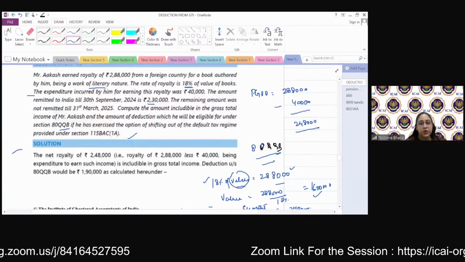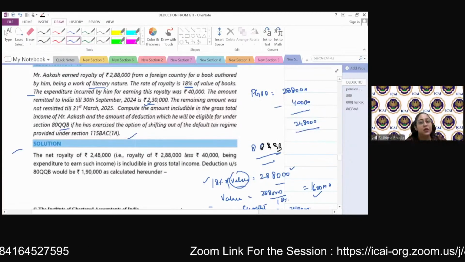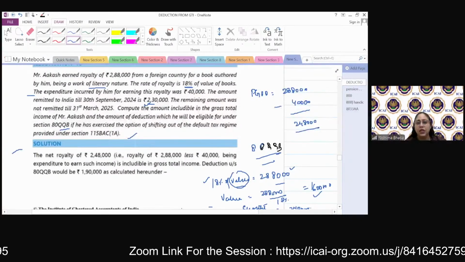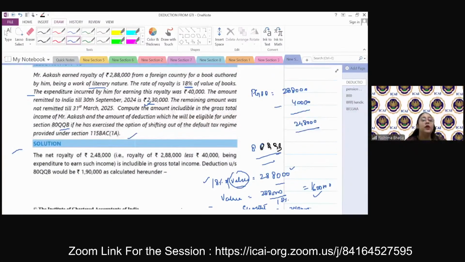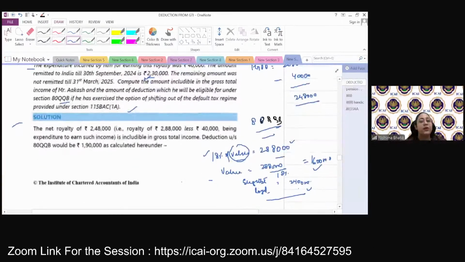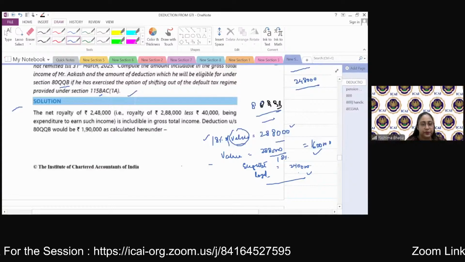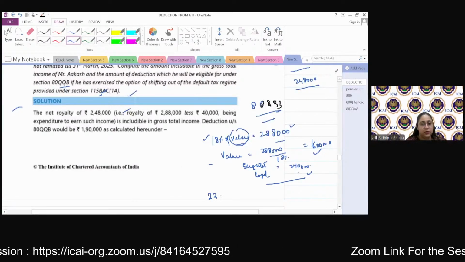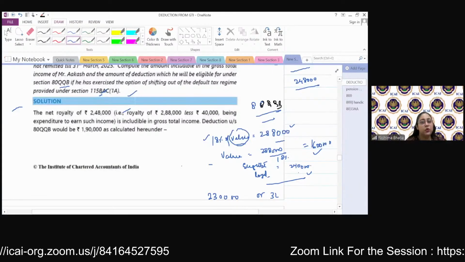It's written in the question which we just saw. The amount of royalty which is remitted to India is 2,30,000. So if this eligible royalty would have been 2,20,000, then we would have picked up the eligible royalty amount. But the amount which is remitted to India within 6 months is 2,30,000 only. So what would be our point of comparison? 2,30,000 or 3 lakhs. Is this what you do?